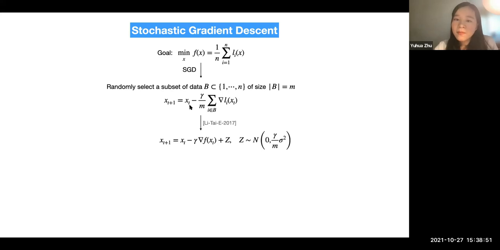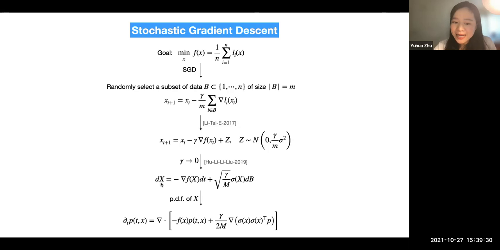One way to model this gradient is using the expectation of this gradient, which is the gradient of the total loss, plus a normal distribution with a variance that is proportional to the learning rate over the batch size m. And here sigma squared is the variance over the total data set. And if we let the learning rate gamma go to zero, then the process can be approximated by a stochastic differential equation. And the PDF of the stochastic process can be described by this Fokker-Planck equation.